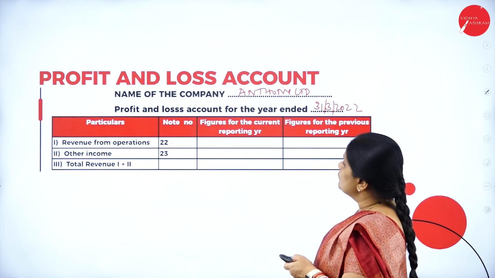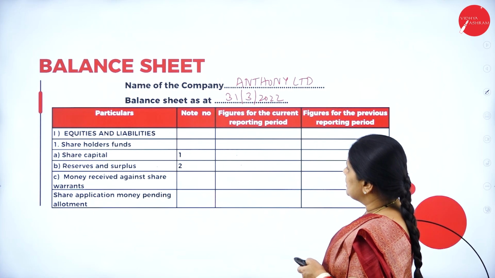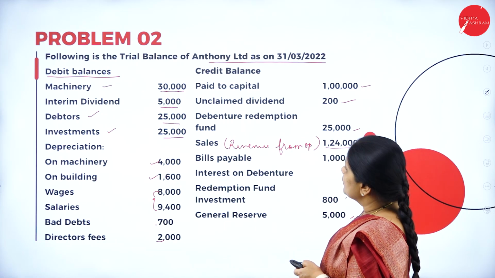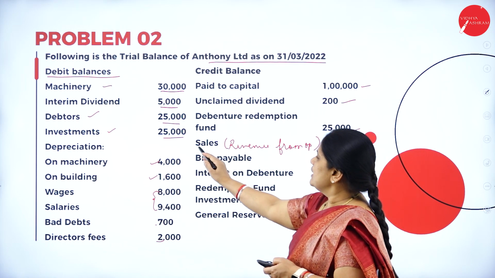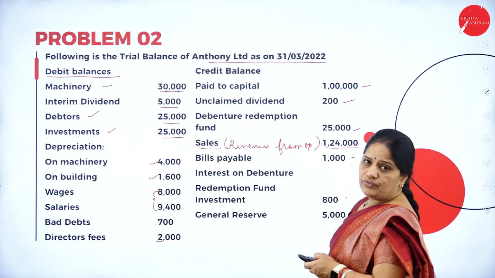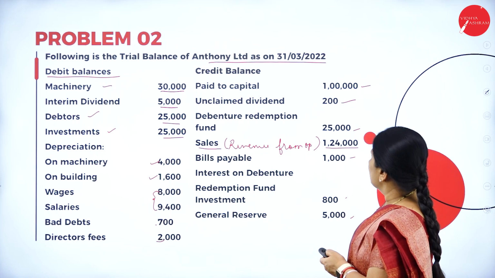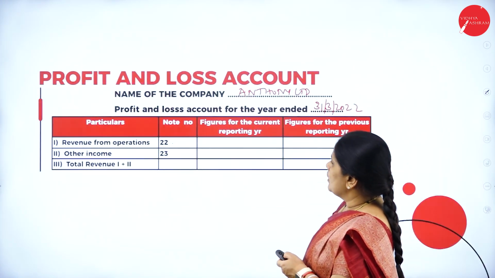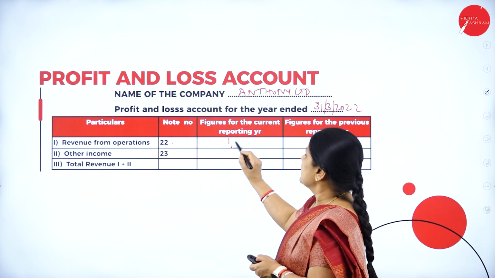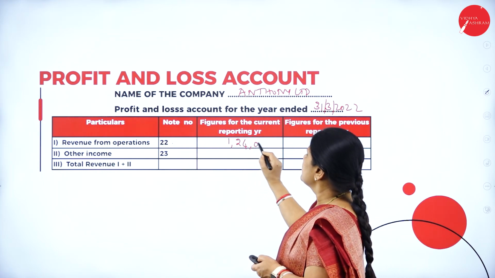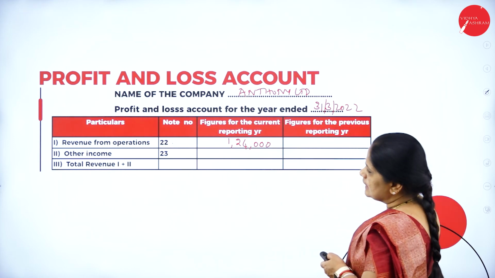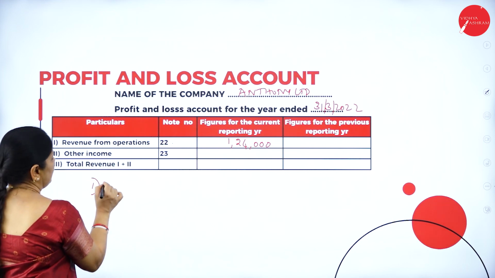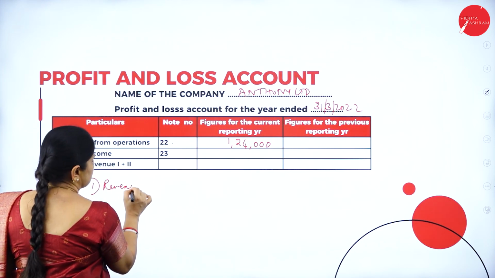So what is the revenue from operations? We have to see the problem here. So what is the problem given? So what have they given as revenue from operations, or the sales value, whatever is given, that is the revenue from operations. So we write it as 1,24,000. So revenue from operations is 1,24,000. Then other income. So I'll write the note here. So for the first one, revenue from operations.